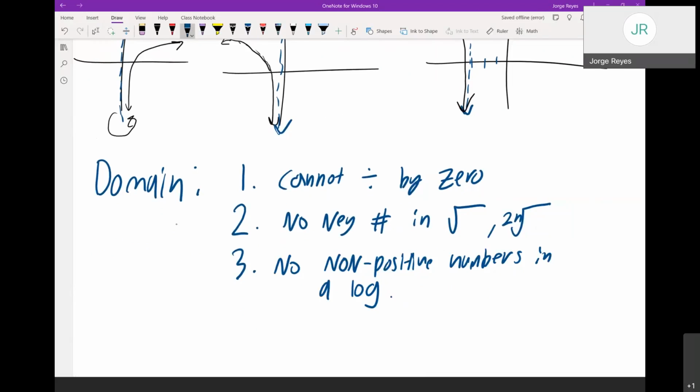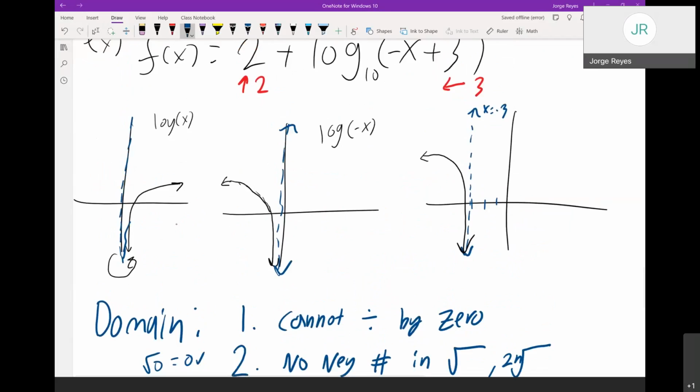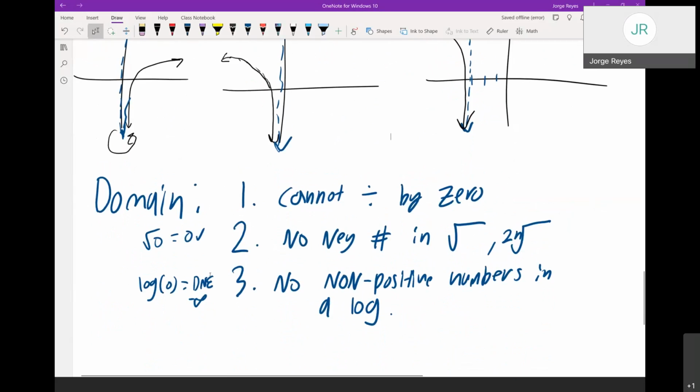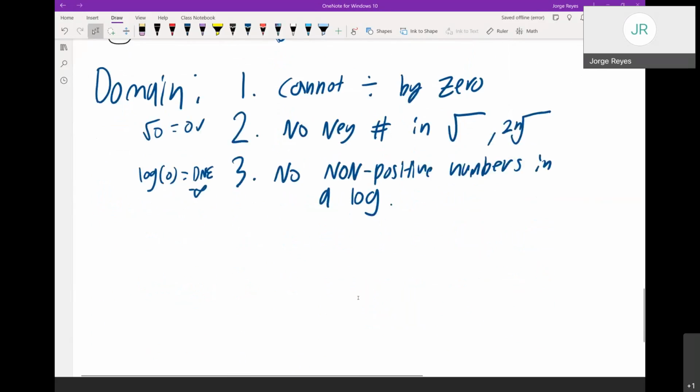So the reason I said this is because the square root of 0 is 0. That's fine. But log of 0 does not exist. It's like negative infinity if you look at the graph, right? I can't actually plug in 0. So it's slightly different. With square roots, you can plug in 0. With logs, you cannot plug in 0. So it should be an open parenthesis. But it's extremely similar.